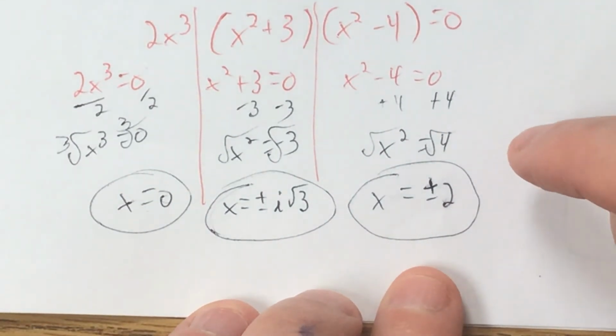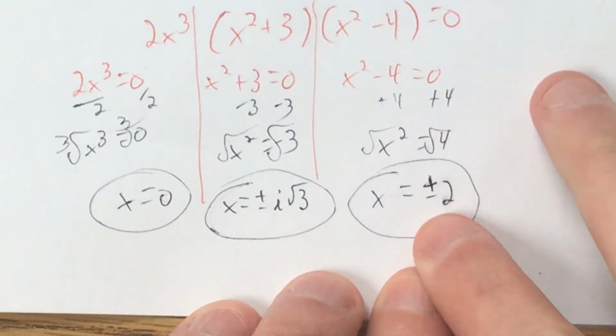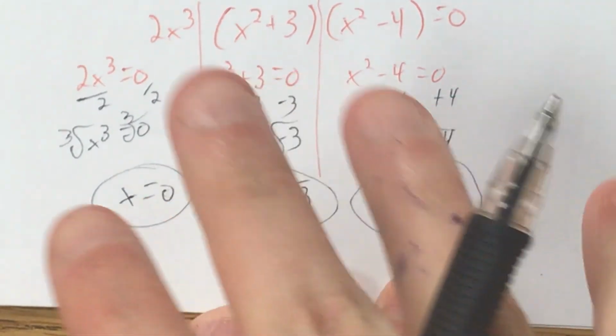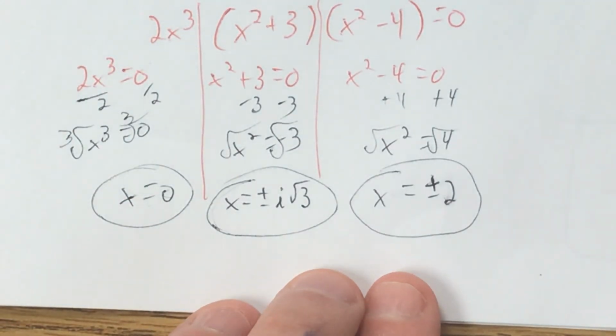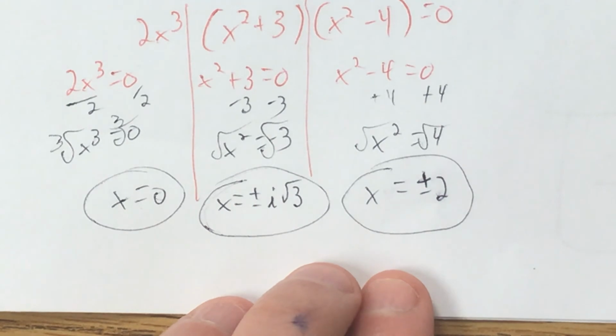This is technically 5 answers. 2, negative 2, i root 3, negative i root 3, and finally 0. 5 answers. Good times. Okay.